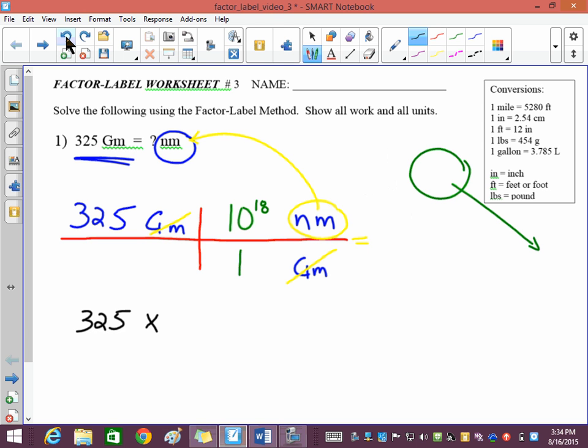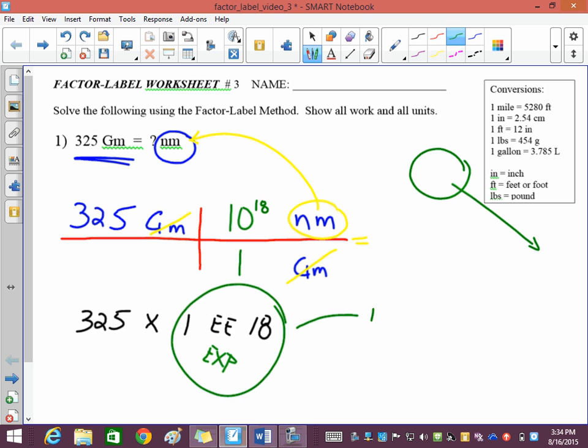So the way you would type it in, 325 times, and I just do 1 EE 18. And again, some of you might have an EXP button. Some of you may want to just change this whole thing and say, you know what, I'm going to do 10 caret 18. That's fine, but never ever do 10 EE 18. That would be bad. Okay?